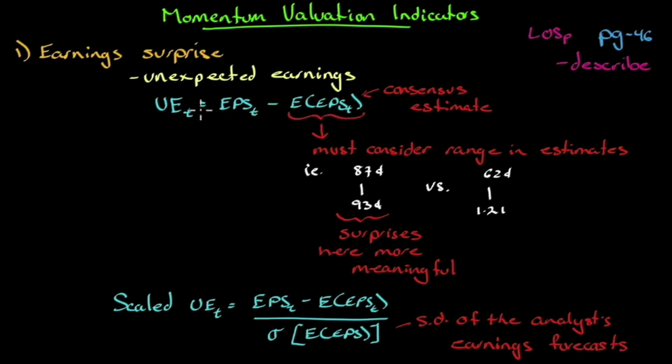So what we would do is take our earnings surprise and divide it by the standard deviation of the dispersion of the estimates. That is called scaled unexpected earnings, which is, of course, our earnings surprise in the numerator divided by the standard deviation of the analysts' earnings forecasts.